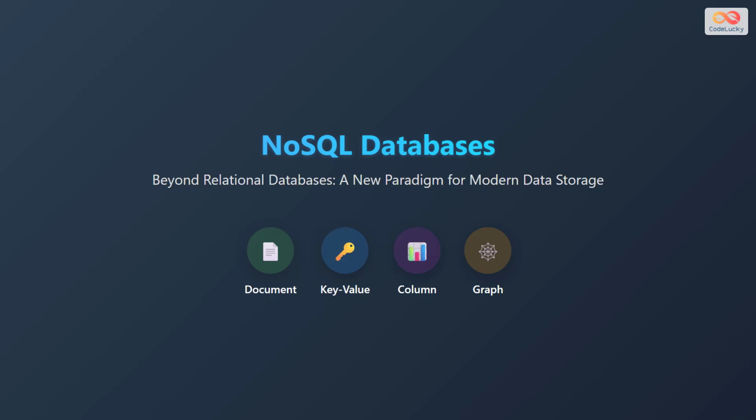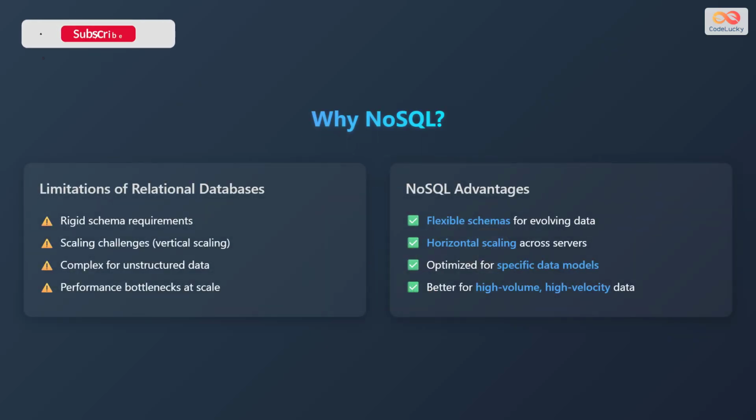Let's dive into the world of NoSQL databases. This is a new paradigm for modern data storage that goes beyond relational databases. First, let's discuss the limitations of relational databases.